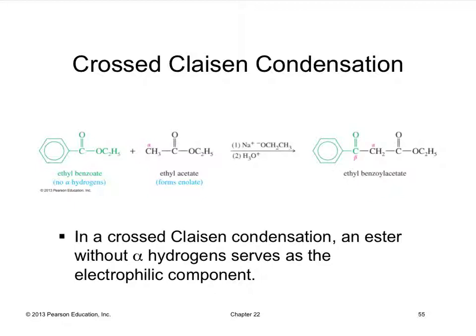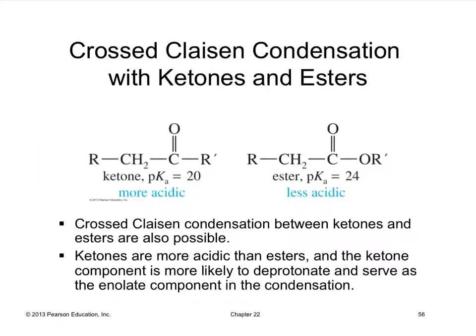Cross Claisen, so here's one with no alpha hydrogens, here's one with. As a result, this gets deprotonated, and then this will become nucleophilic and then attack. Electrons will come up, electrons come down, and this gets kicked off, forming the ethyl benzoylacetate. So the ester without the alpha hydrogens serves as the electrophilic component.